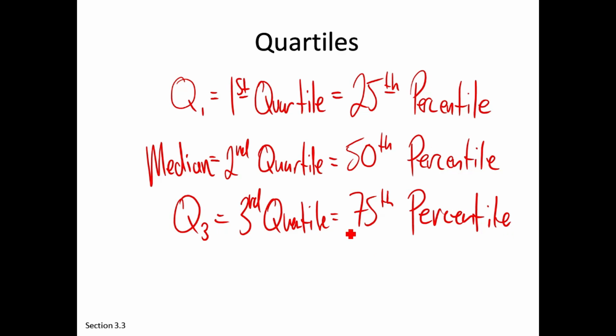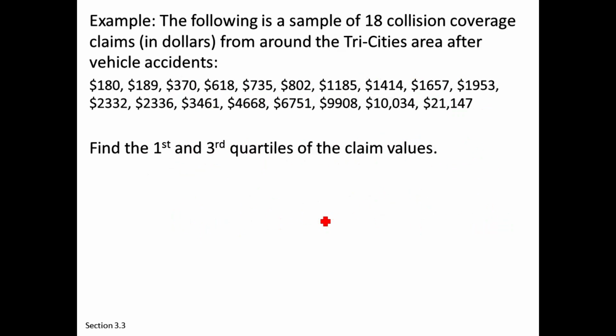Finding them is just as easy as finding the median, right? Finding the median is not particularly challenging, and finding the quartiles really isn't either. So I'll give you some numbers here, which happen to be in order, so that's nice. We don't have to order this junk. This is a sample of 18 collision coverage claims. So you get in an accident, and then you go get your car repaired. You have to make a claim on your insurance, and this is how much it costs to get it repaired. So this was 18 of them, and I listed them in order for you.